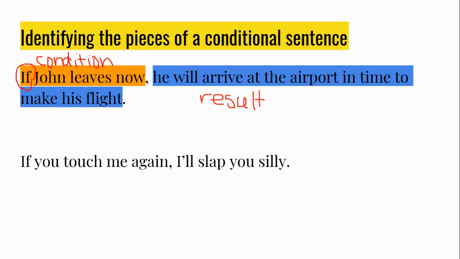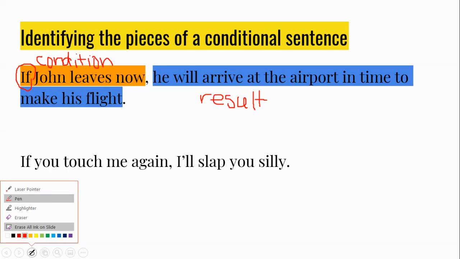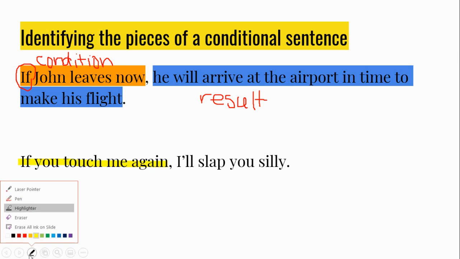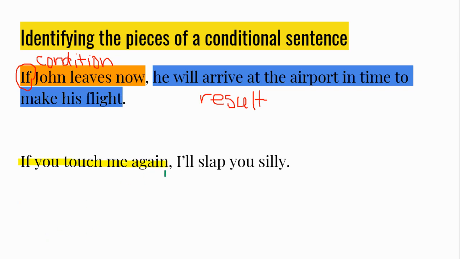In the conditionals we're working with today, the condition is always going to come before the result. That's not always the case, but in the ones we're working with today, that will be the case. So, in this next sentence, we have, if you touch me again, I'll slap you silly. We can see here that this starts with if, so this is our condition. And then we have this next part, I'll slap you silly, which is our result.